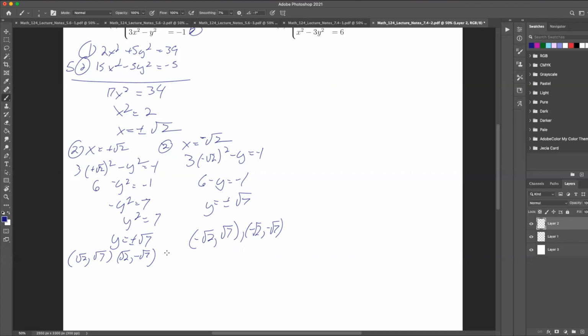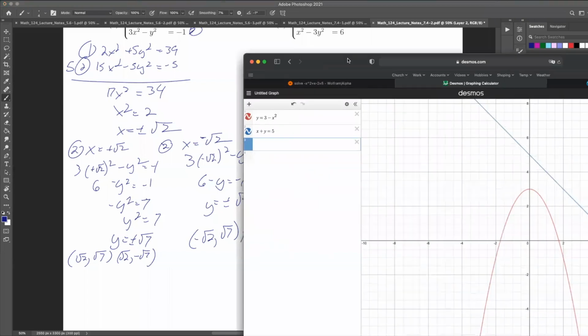And so here we have our 4 solutions. So this is how you do it algebraically. Let me show you how to do it in Desmos. All right, so let's just do the same thing in Desmos.